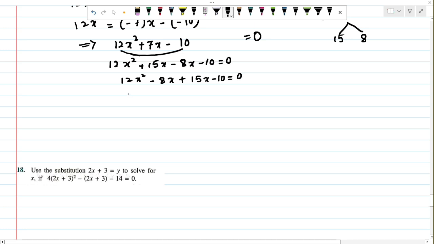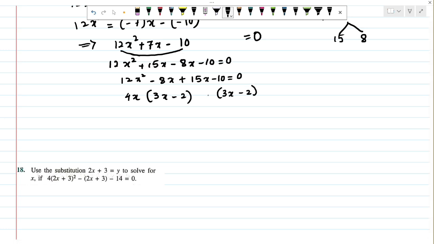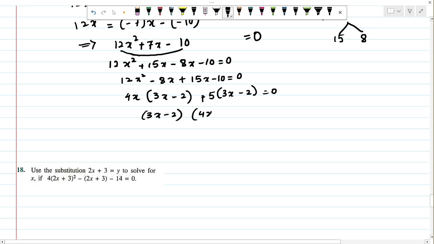So I'll take the common as 4x. The remaining terms are 3x minus 2. Here also I'll write it as 3x minus 2 and the remaining term is 5. So 5 3s are 15 and here it is plus 5 which is equal to 0. So I'll write here 3x minus 2 and 4x plus 5 is equal to 0. So this becomes 3x minus 2 equals 0 or 4x plus 5 equals 0.